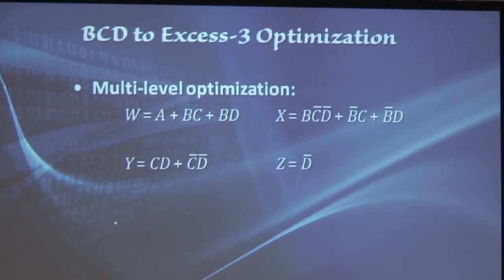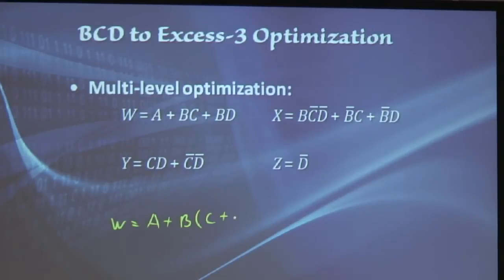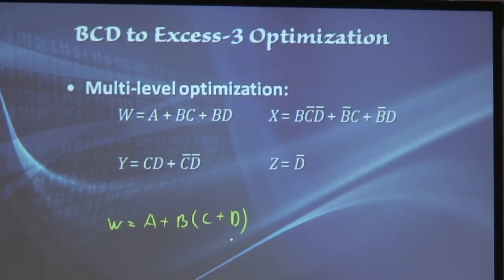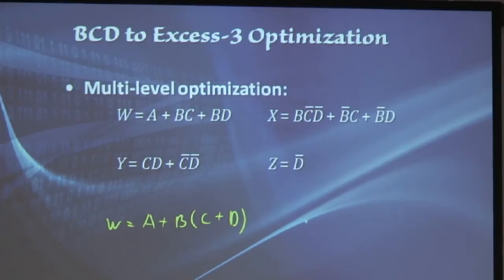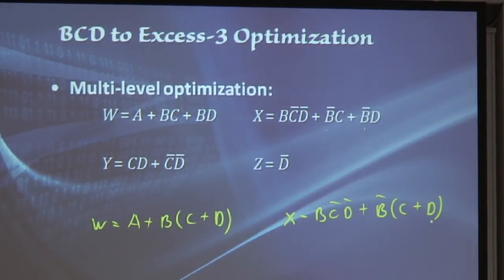So W might become A or, and I can take the B out, factor C or D. I can do the same thing with those not B's here and come up with B, not C, not D, or not B, C or D. I don't think I can optimize Y and Z. Oh, I can't factorize them any further.